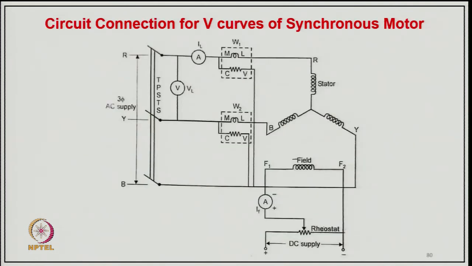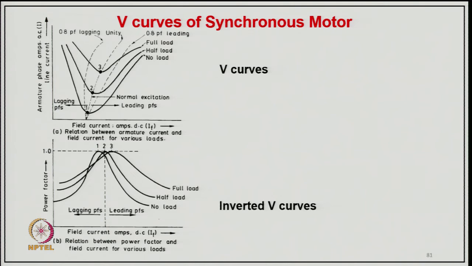And how do we get the circuit diagram for the V curve? You connect the machine to a constant voltage, and measure voltage, current and power by the two-wattmeter method. You change the excitation while the rotor runs at constant load. At one particular load, you vary the field current and see the armature current. Then you increase the load to half the rated and full load, and these are the characteristics.